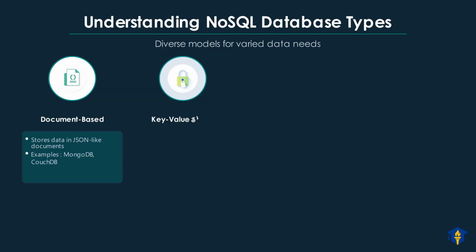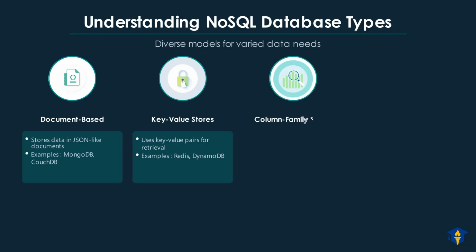Next, key-value stores use simple key-value pairs for data retrieval, offering extreme speed and simplicity. Imagine a dictionary where each unique key points to a specific value, allowing for very fast lookups. Popular examples here are Redis and DynamoDB, often used for caching and session management.